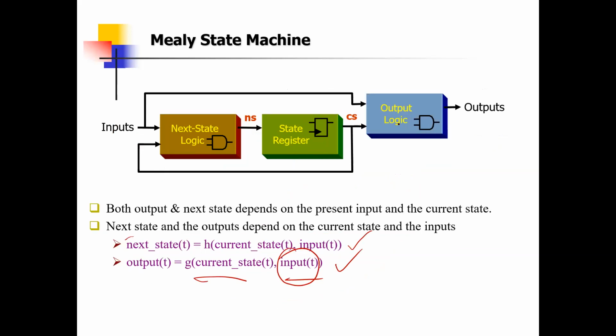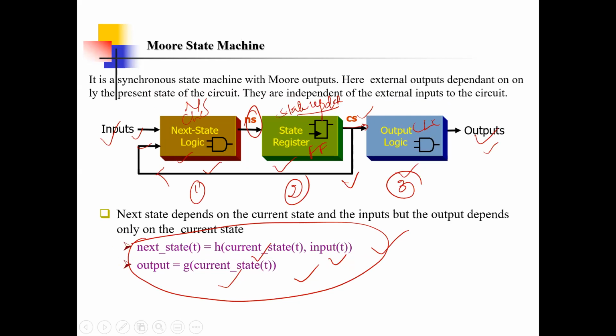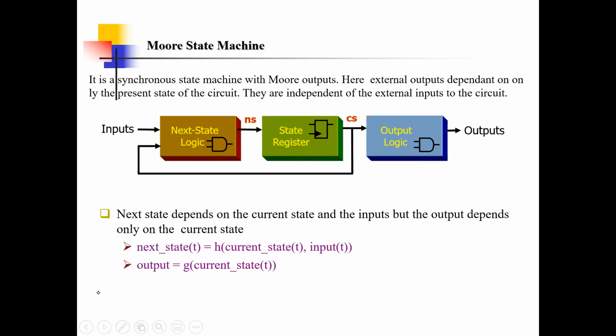Here is the output. The output depends not only on the current state but also on the inputs. In the earlier case, this path is not there; just this is the path. Now the path is added like this. So that is the difference between the Mealy and Moore state machines. I hope you understand. In this one, this is the next state, this is the state updation, and this is the output logic.